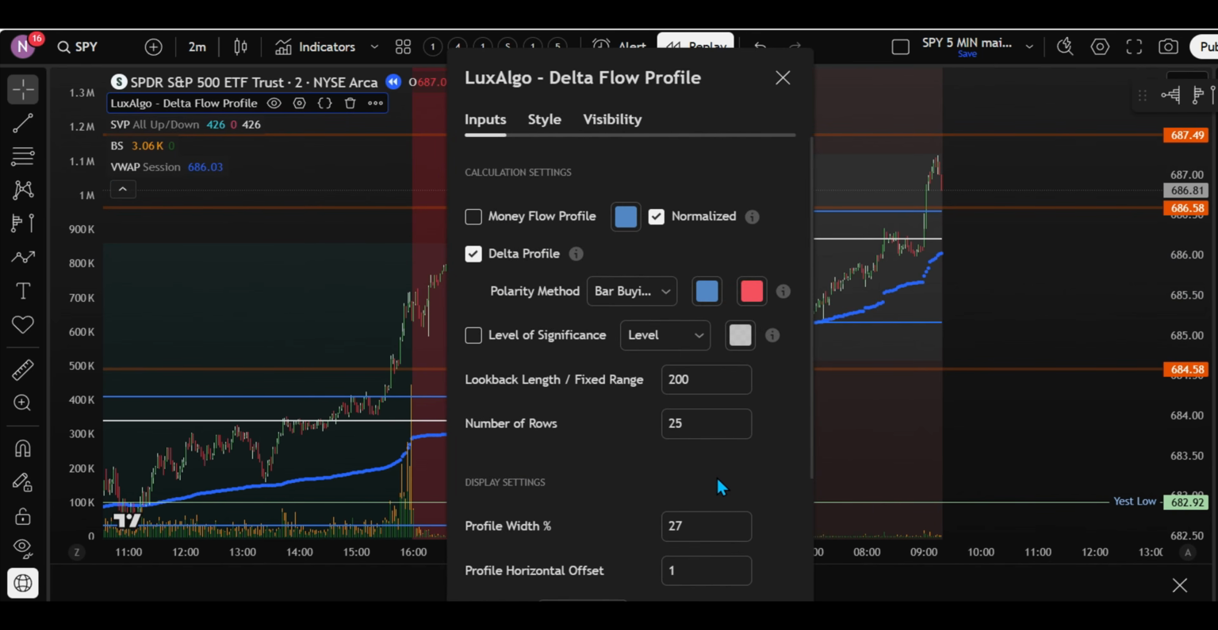So I've done a lot of back testing on this, and I've found that it works best for me as a day trader on a 2 minute chart. 1 minute was a little bit noisy. 2 minute is absolutely perfect.